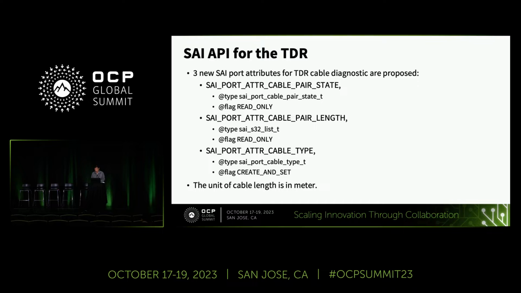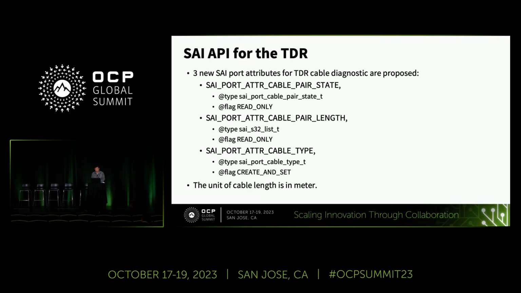We have proposed three new port attributes for the TDR cable diagnostic. They are cable pair state, cable pair length, and cable type. The first two are read-only, which means we read the attributes to initiate the test and get the result back. The last one is create and set, which means we need to set it before we start the test.